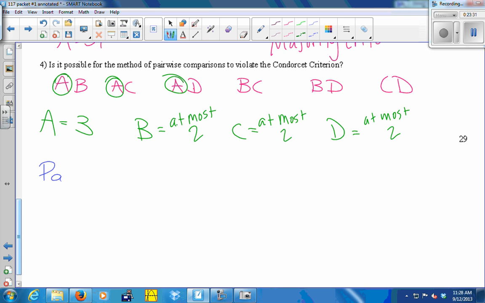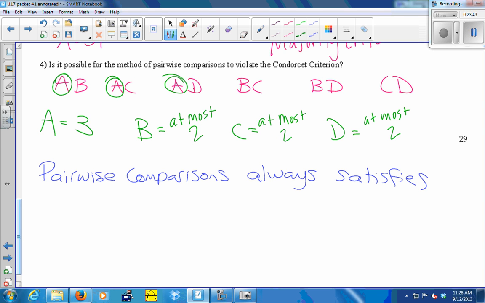So we say pairwise comparisons always satisfies the Condorcet criterion. It is impossible for anyone to win all their head-to-head matchups and lose if the method we're using is pairwise comparisons. That make sense? Okay.